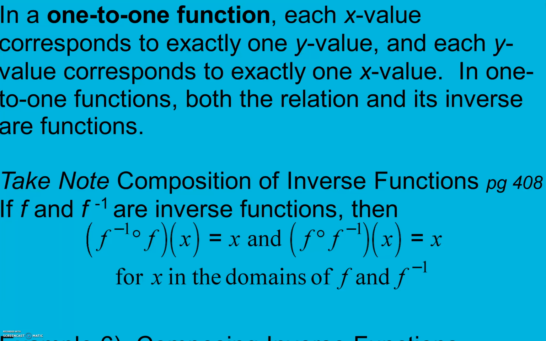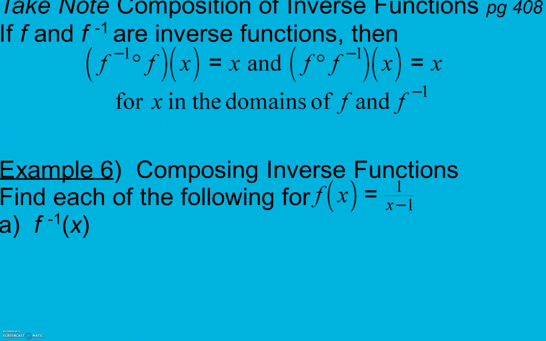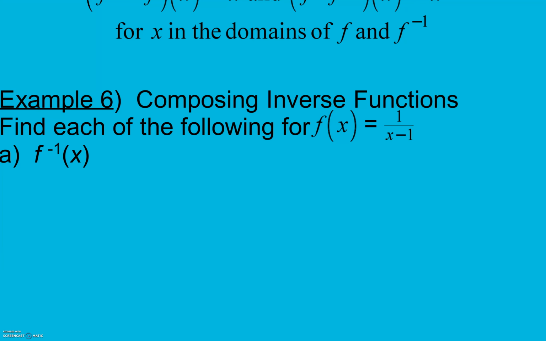If f and f's inverse are inverse functions, then if we take the inverse of f of x, we're going to get x. And if we take f of the inverse of f of x, we're going to get x, as long as x is in the domain of f and its inverse. So in example 6, we're going to find each of the following for f of x.